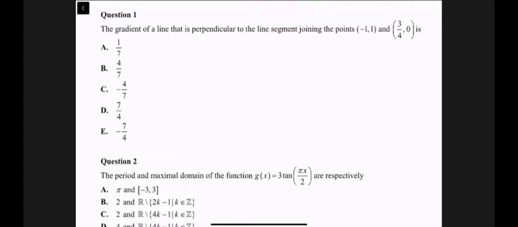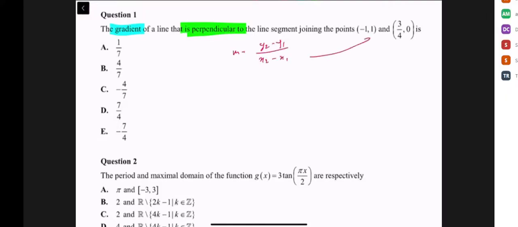So first multiple choice is just asking about the gradient, but be careful that it's asking for perpendicular. So first thing that you would do is just find the gradient, so y2 minus y1 over x2 minus x1, and then sub in the points.